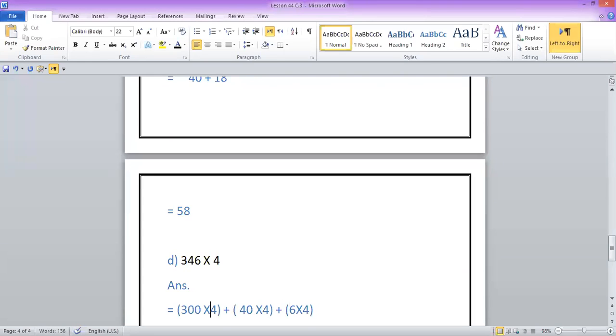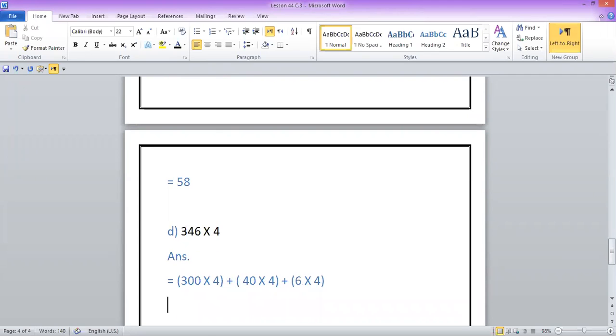In this way I can multiply 300 multiplied by 4, 40 multiplied by 4 plus 6 multiplied by 4, because 300 plus 40 plus 6 equals 346. This is the value of 3, this is the value of 4, and this is the value of 6. I expanded this 346 into 300 plus 40 plus 6, and I multiply all numbers separately by 4.